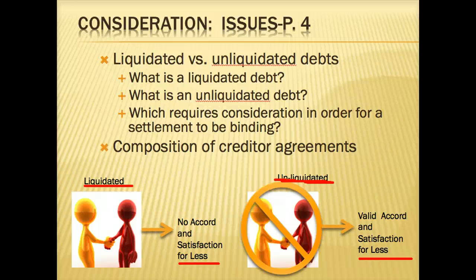In terms of composition of creditor agreements, just go ahead and read that. Normally, an accord and satisfaction for less isn't binding when there's an agreement on what's due, but if a group of creditors get together and agree to take less, then that's binding. So just read that in the book.